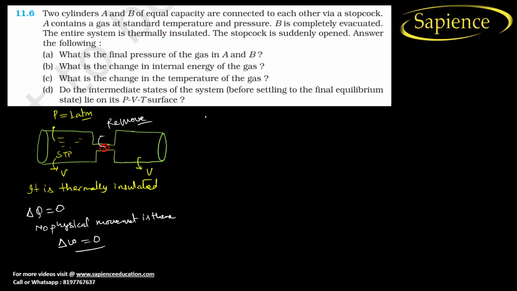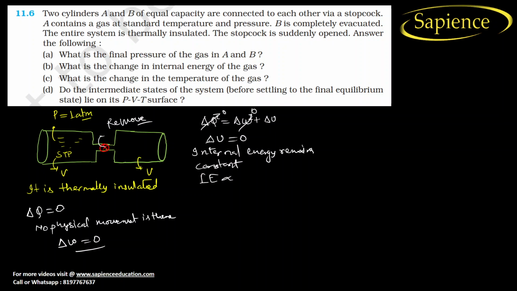Now as you know, delta Q is equal to delta W plus delta U. Since both delta Q and delta W are 0, it means that delta U is equal to 0. It means internal energy remains constant. Internal energy is directly proportional to temperature. So it means that the temperature will also remain constant.